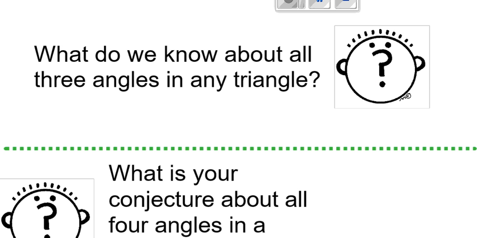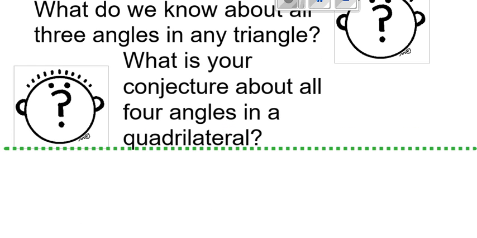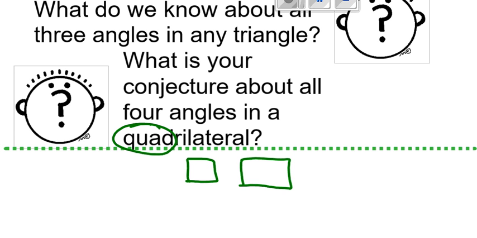All right, summing it up, what do we know about three angles in any triangle? We know that they add up to 180, but there's something else that I want you to take away from this. What is a conjecture we can make about all four angles in a quadrilateral? So a quadrilateral has four sides. That quad means four. So a quadrilateral is a square, it can be a rectangle, it can be a parallelogram, it can be a rhombus.